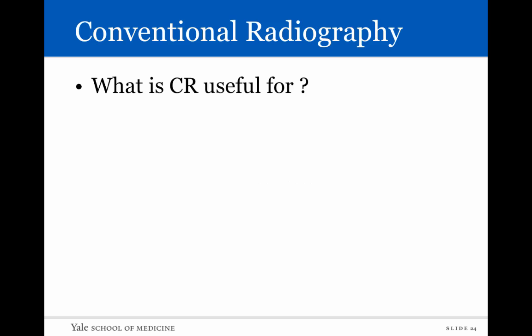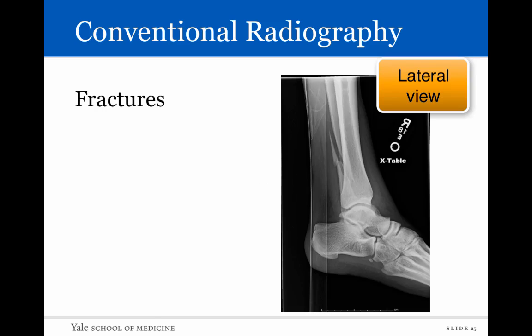So what is conventional radiography useful for? One of the prime reasons is to detect fractures in patients with trauma. It's a quick modality, it's cheap, there's less radiation, and it can depict fractures very well. In this instance, you can see a fibula fracture with multiple complex components.